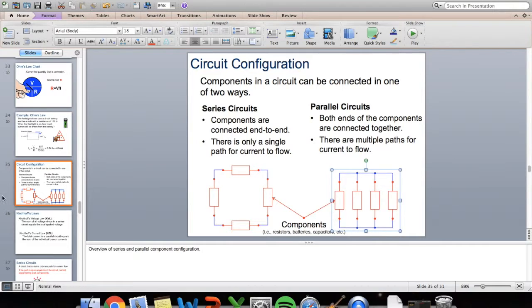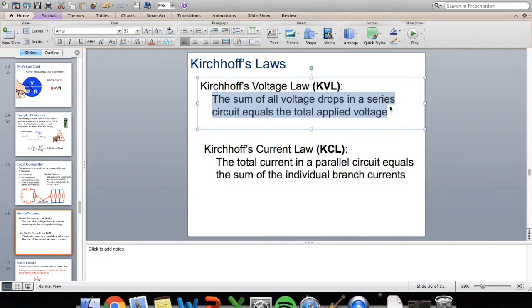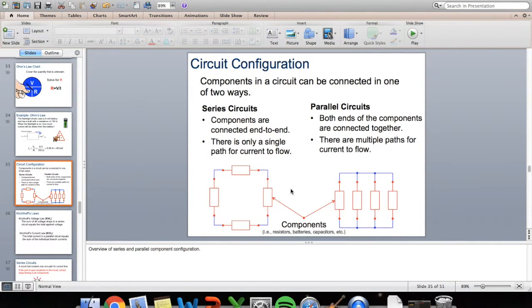So there you go. Kirchhoff's law right here. So now this is important right here. The sum of all voltage drops in a series circuit equals the total applied voltage. So basically right here, if this is our battery and this is pushing current around, then current has three pathways it can go through, right?